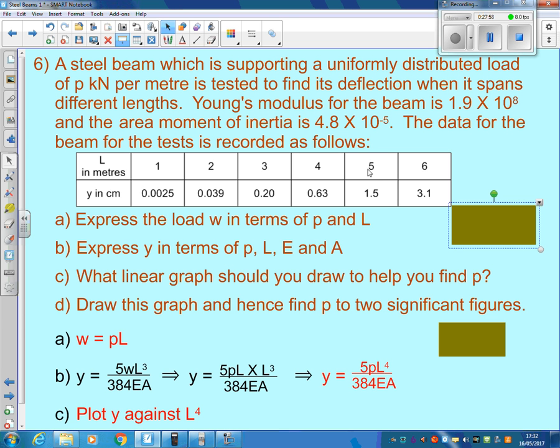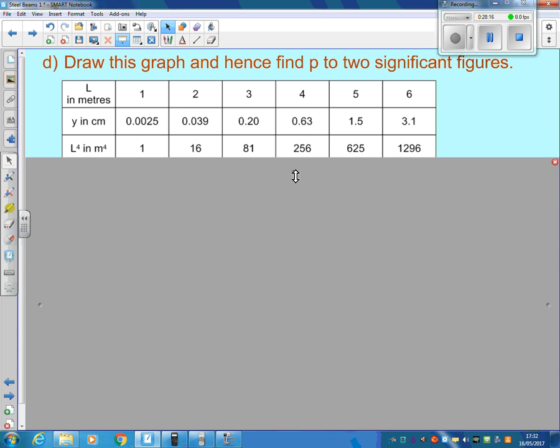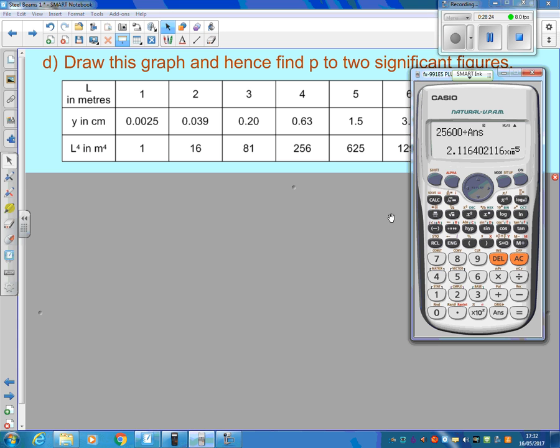So instead of having my table here, I will change my table and I will get another line where I do L to the 4 there. I'll need to go onto another page to do that. Then I can draw the graph and I can find P. So there's the original table. Okay, I want to draw the graph, so I find L to the power of 4. 1 to the power of 4 is 1. 2 to the power of 4 is 16. Okay, all you're having to do here is 1 to the power of 4 is 1 if you want to. 2 to the power of 4 equals 16, etc.